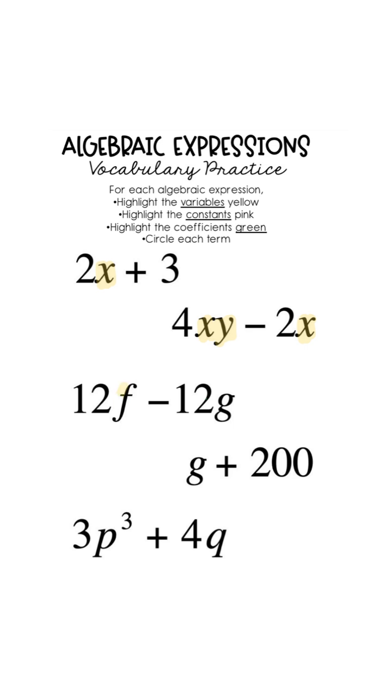Okay, the next one we have f and g, then p, and notice I'm not highlighting that exponent. That's not part of the variable. And then q. Constants, pink. Constants are just those regular numbers. So 3. The next one, there are no constants because all the numbers have letters attached. This one, same thing, no constants. What about this one? There is a constant of 200.